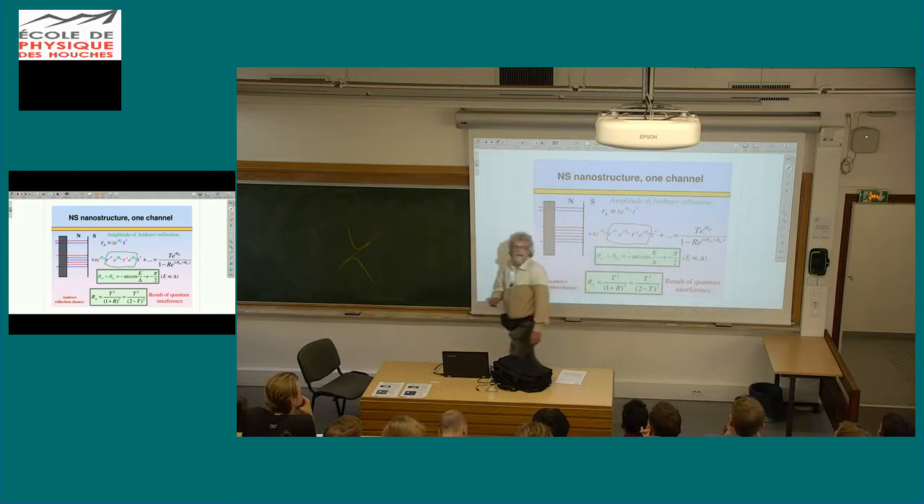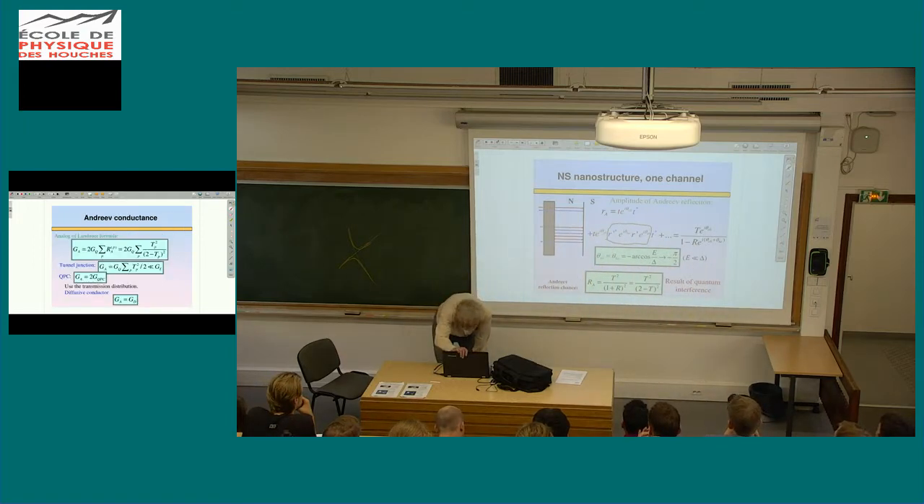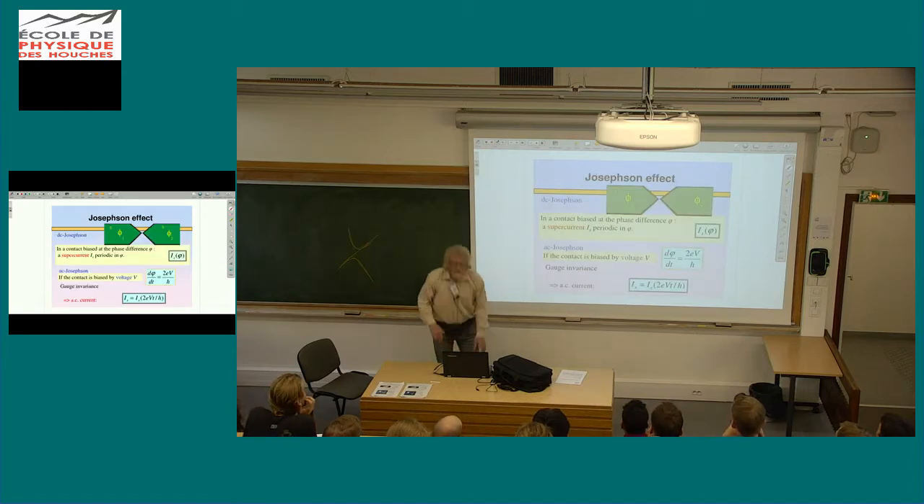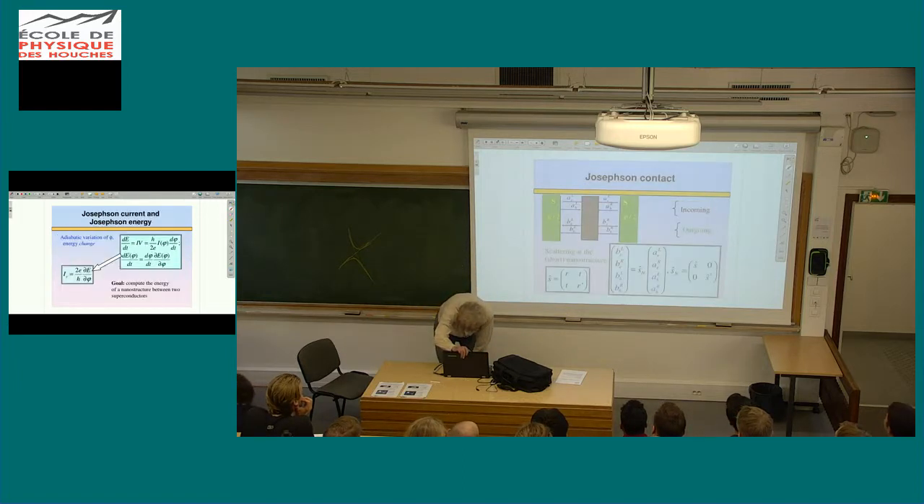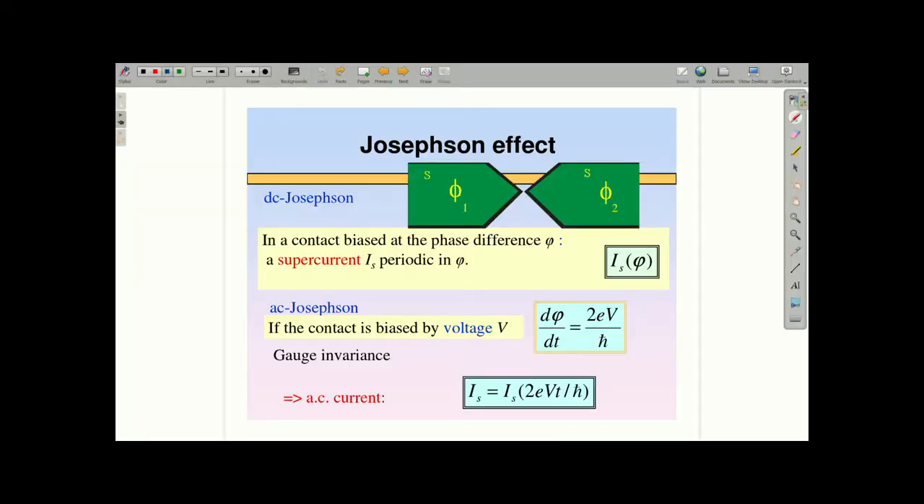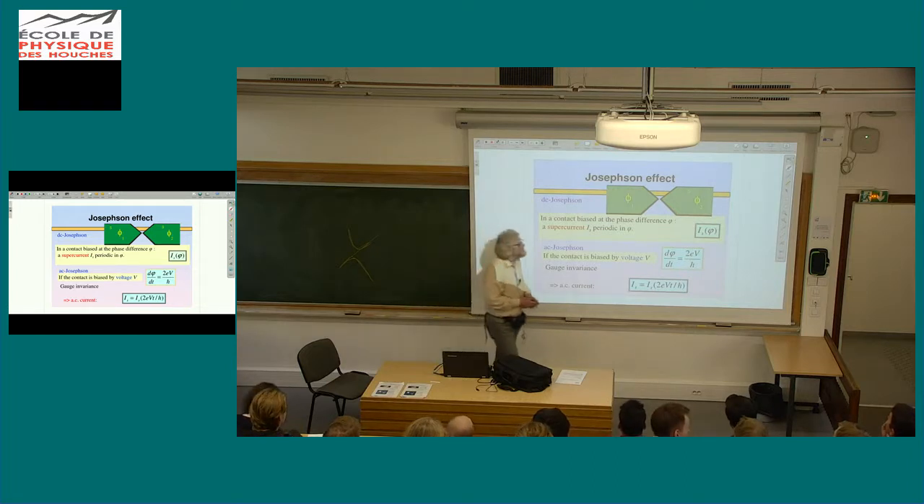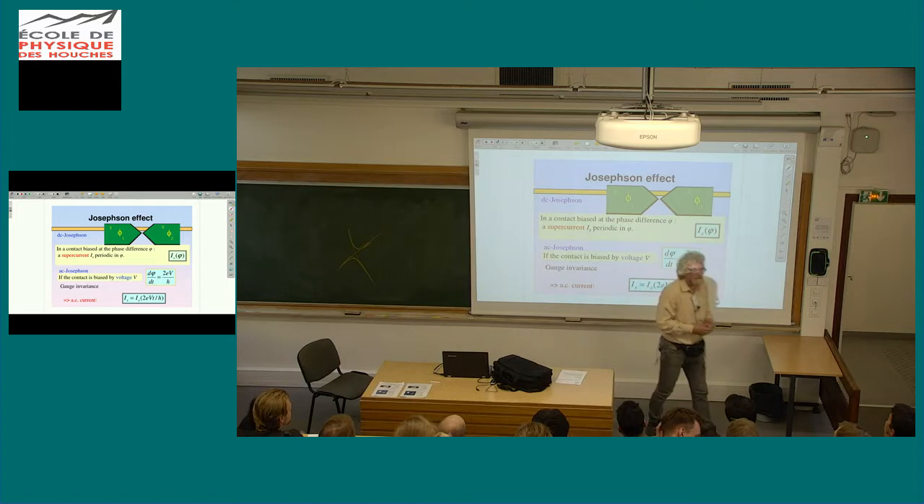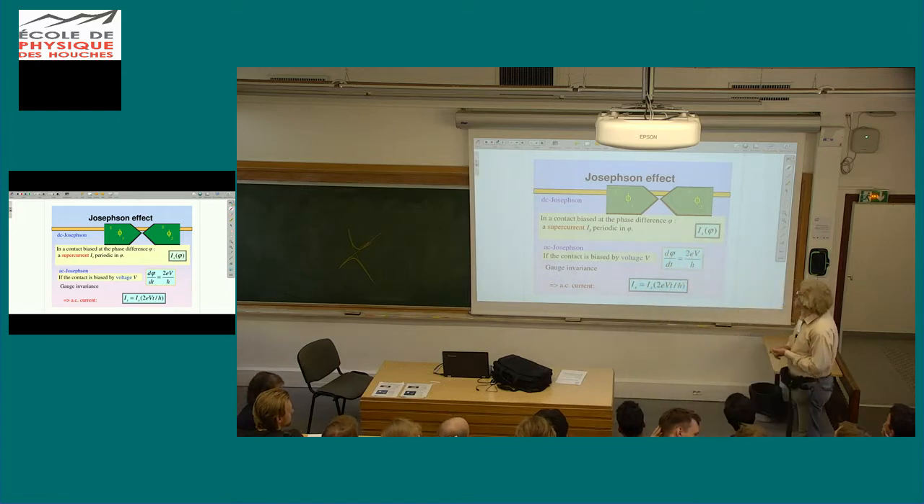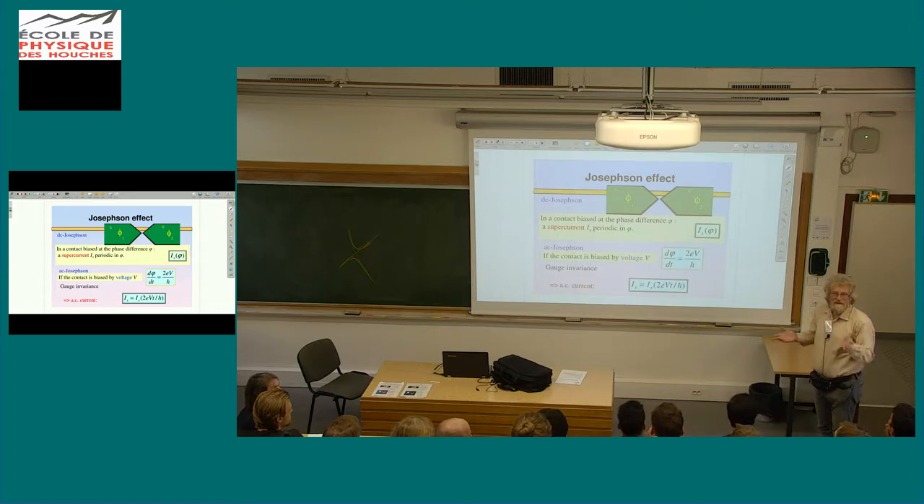I don't think I have time to go through the examples. Let me just mention Josephson. Let me just mention that one can have supercurrents if one has two superconductors next to each other, connected by a nanostructure, and there's a phase difference. This is called a Josephson junction, the Josephson effect. It's the simplest supercurrent in the world of nanostructures.